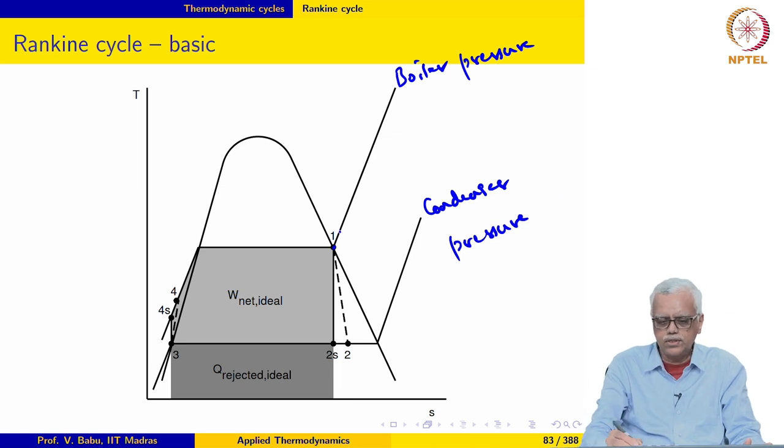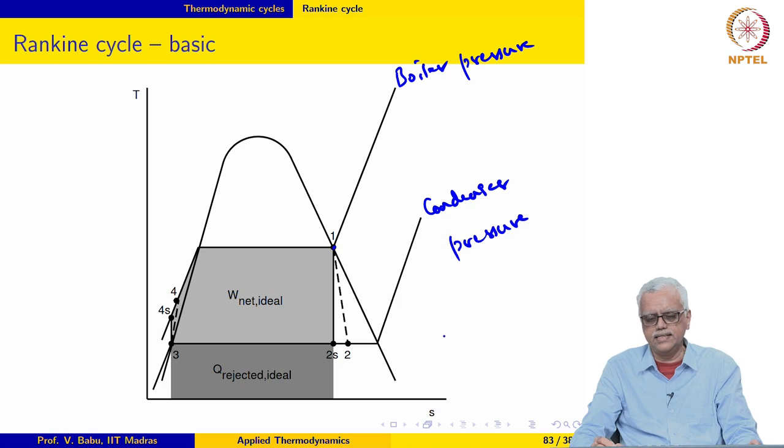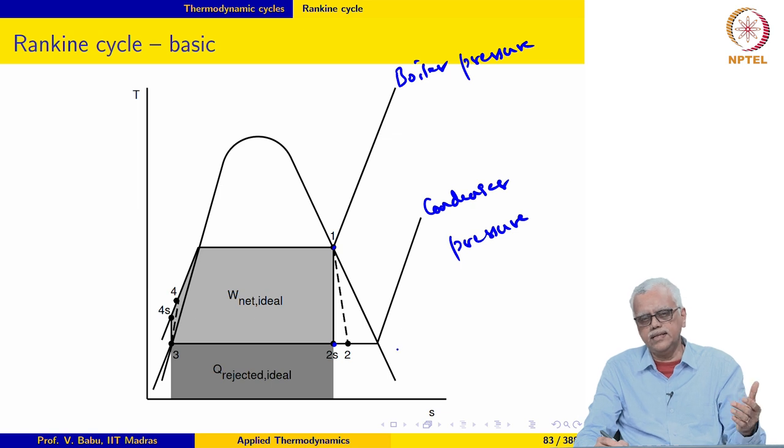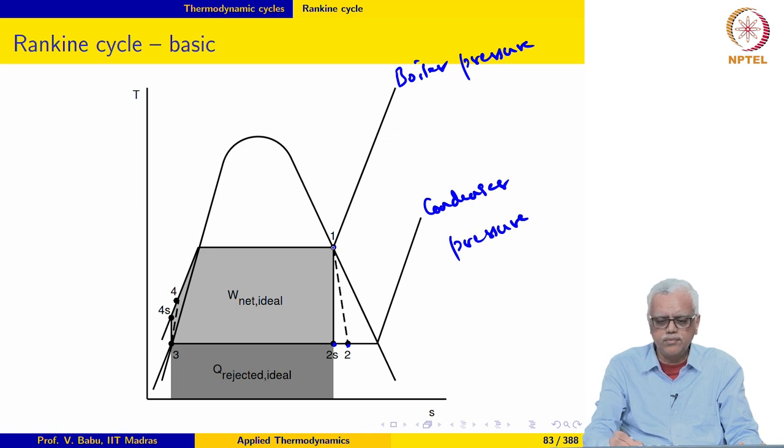At entry to the turbine, in the basic Rankine cycle, we have saturated vapor at the boiler pressure. It expands in the turbine. If the expansion is isentropic, then we reach state 2S. On the other hand, in a realistic situation where the expansion is not isentropic, there is going to be some internal irreversibilities. So, in that case, we will reach state 2.